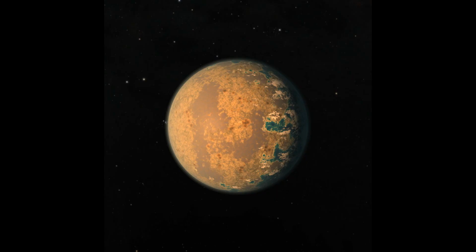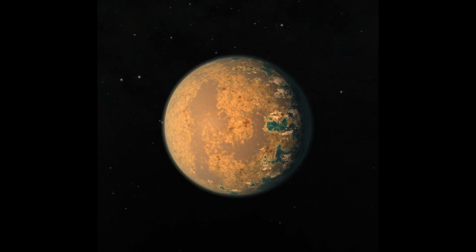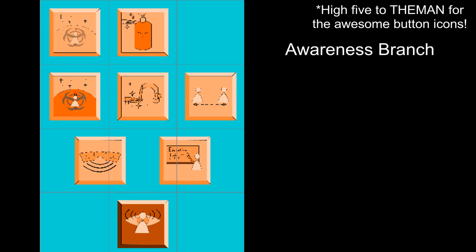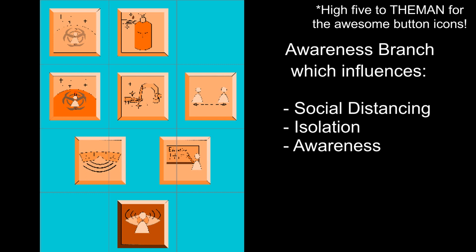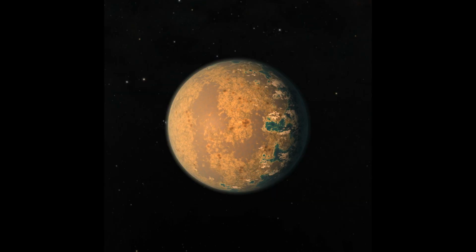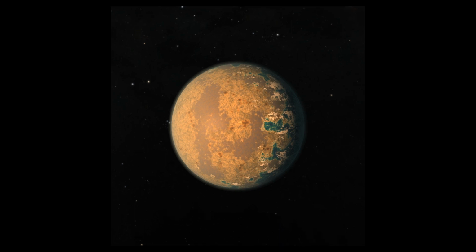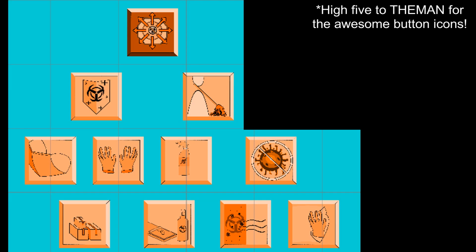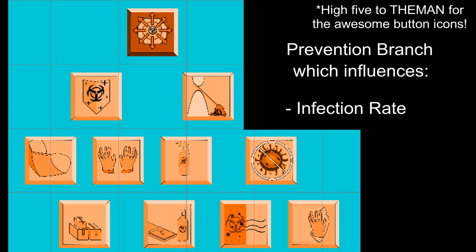Each tree branch is specialized on one thing. For example, there's the awareness tree branch, which influences the social distancing, isolation, and awareness. You'll find out more about awareness maybe in 3 minutes. Anyways, there's also the disease prevention, which just decreases the infection rate.